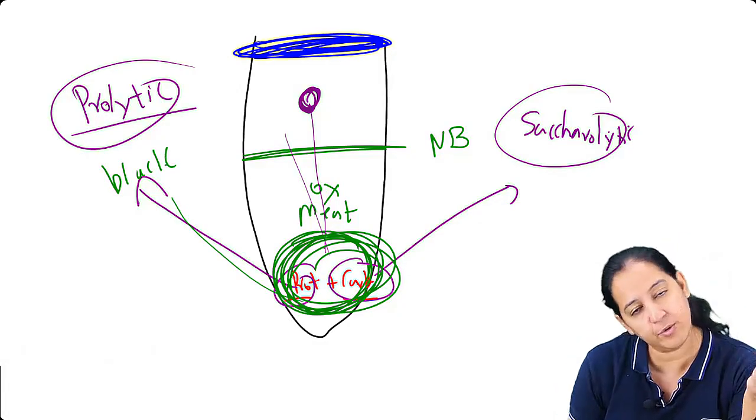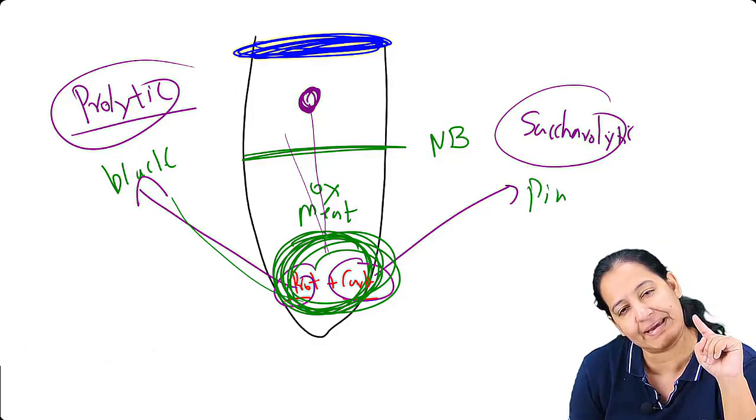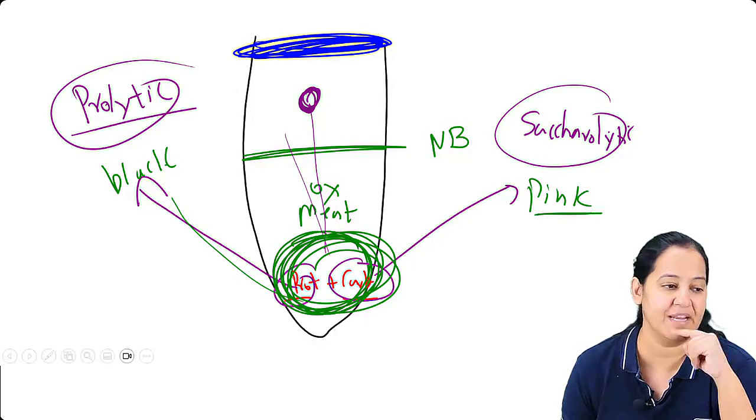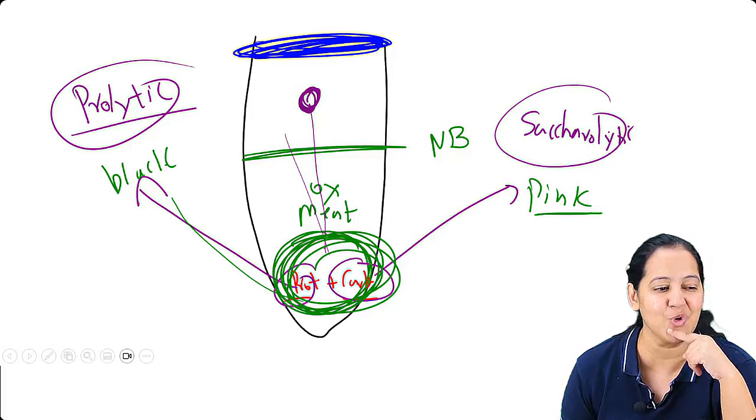And whenever you degrade only carbs but not protein, the meat piece becomes pink in color. So see the color of the meat piece and decide whether the Clostridia is proteolytic or saccharolytic.